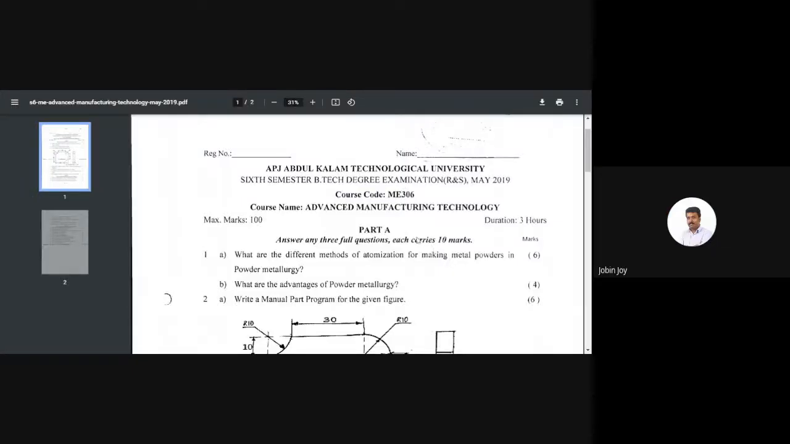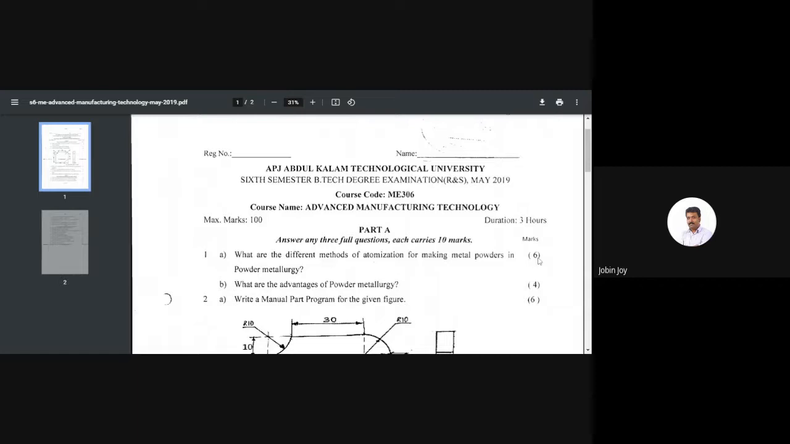Okay, so welcome again to the KTU question paper solutions of advanced manufacturing technology. This is from the May 2019 question paper. And the question is: what are the different methods of atomization for making metal powders in powder metallurgy?